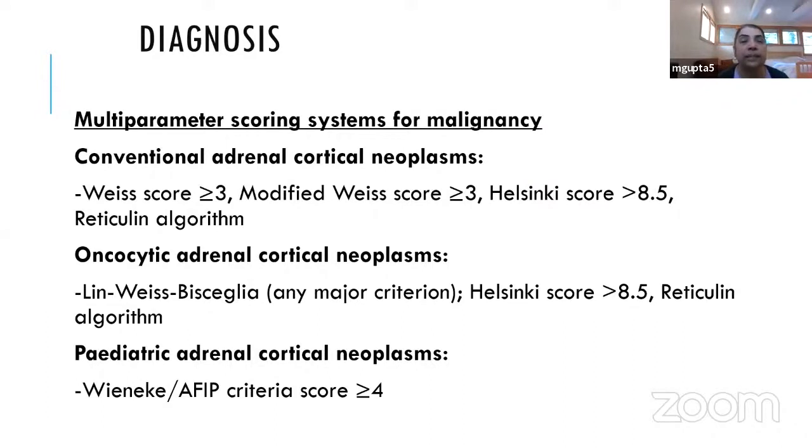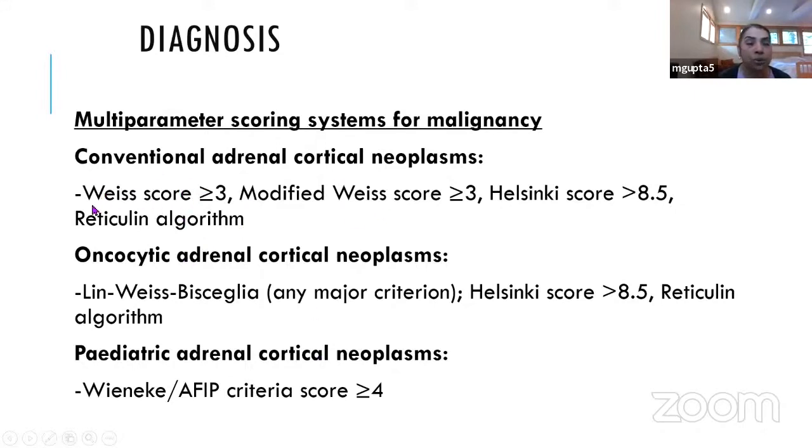The other reason is that the criteria for malignancy have been worked on for a long time, and it's a complex algorithm, how we make the diagnosis of these lesions. There are various scoring systems which have been used, and here are the names of those scoring systems.